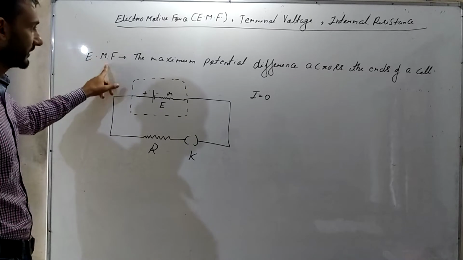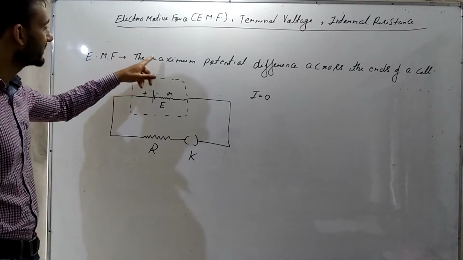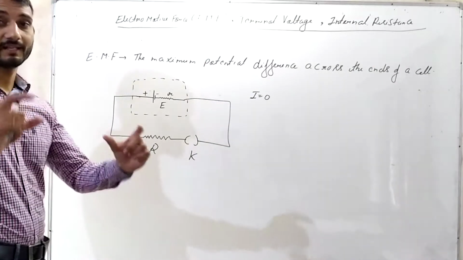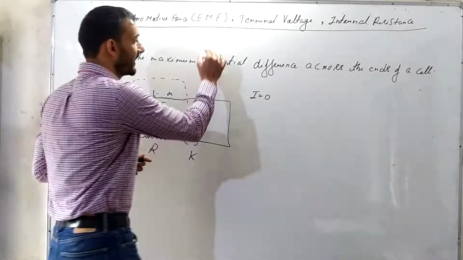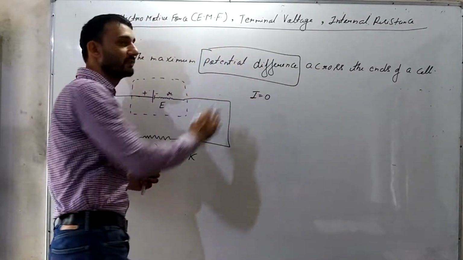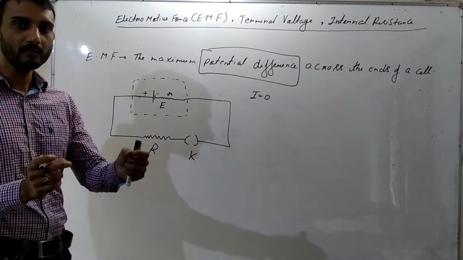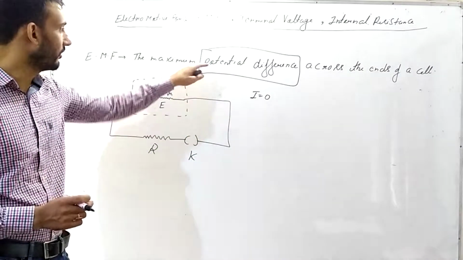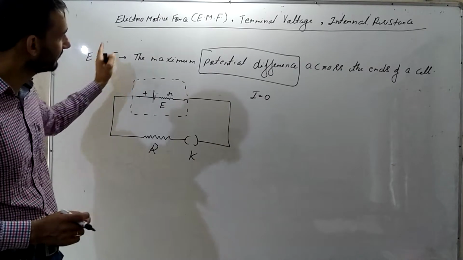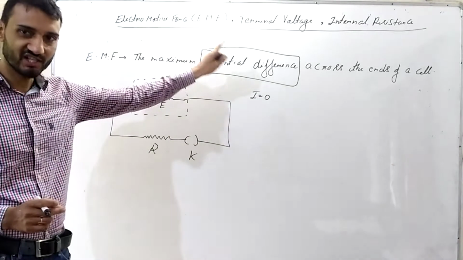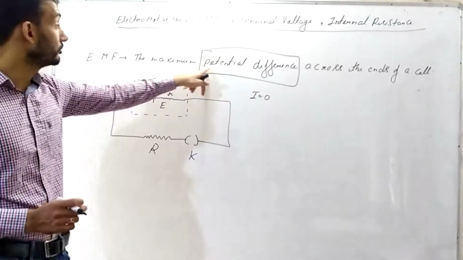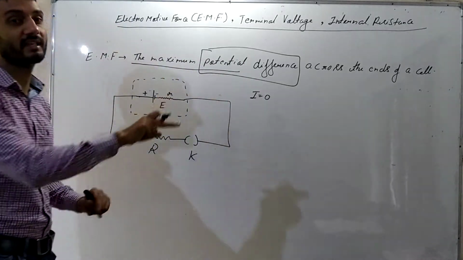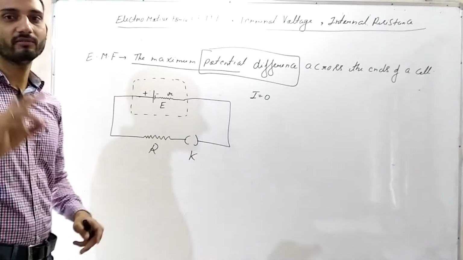Electromotive force is the maximum potential difference across the ends of a cell. Now this we have already defined. The amount of work done in carrying a charge from one point to the other is known as the potential. So the definition of EMF will be the same as that of potential difference, but you have to make sure that whenever this potential is maximum, only then we can call it EMF.